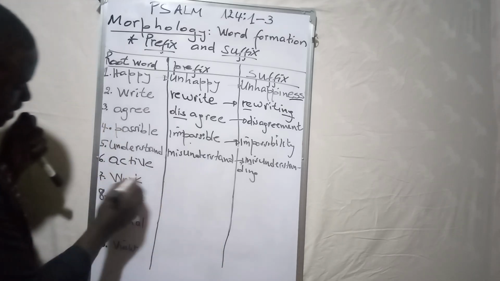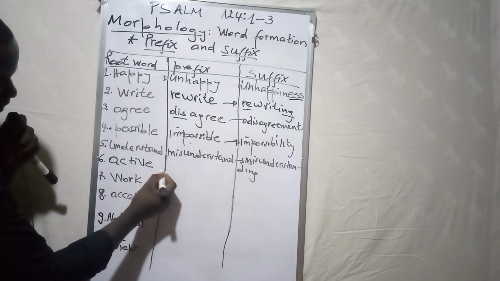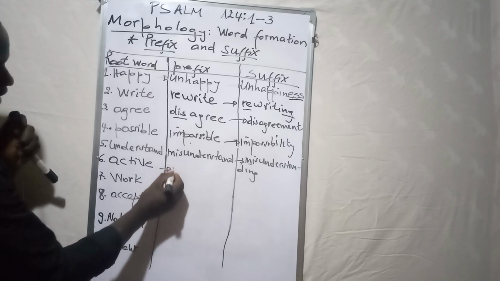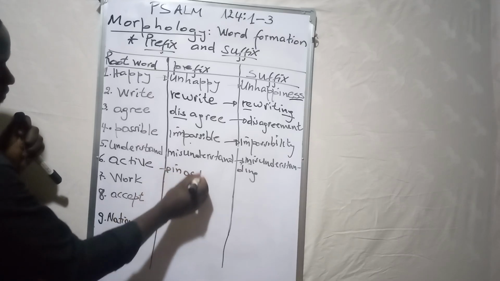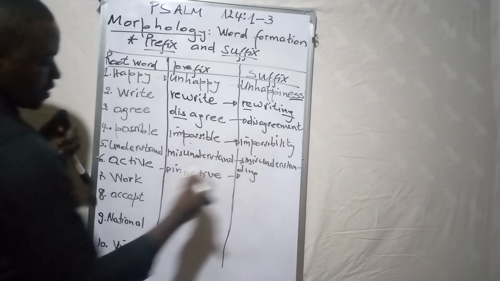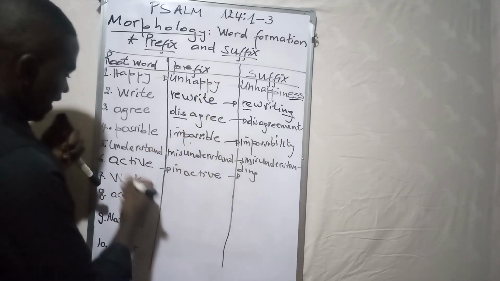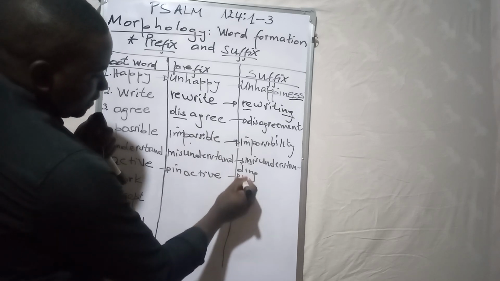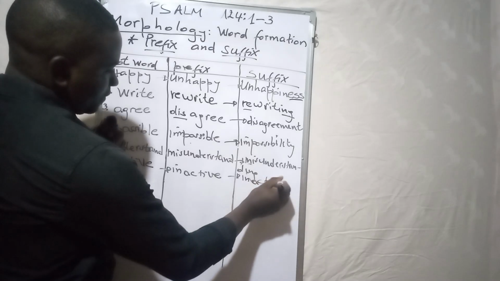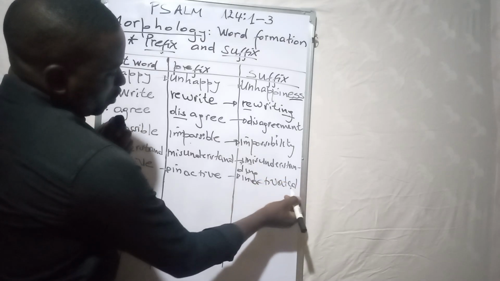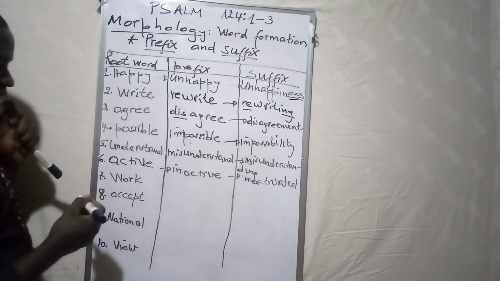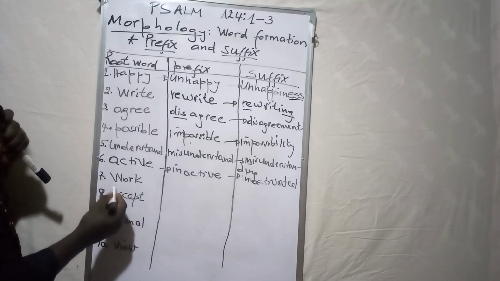So here we have another which is active. This prefix can say in: inactive. So the suffix can be inactivated. Inactivated. Here we don't read it as ed, we read it as ed. Inactivated.